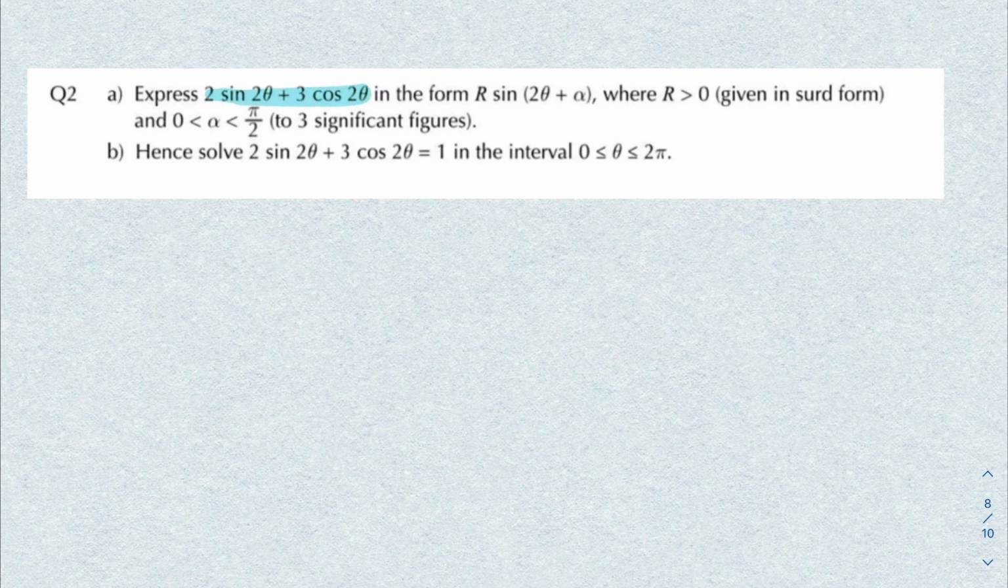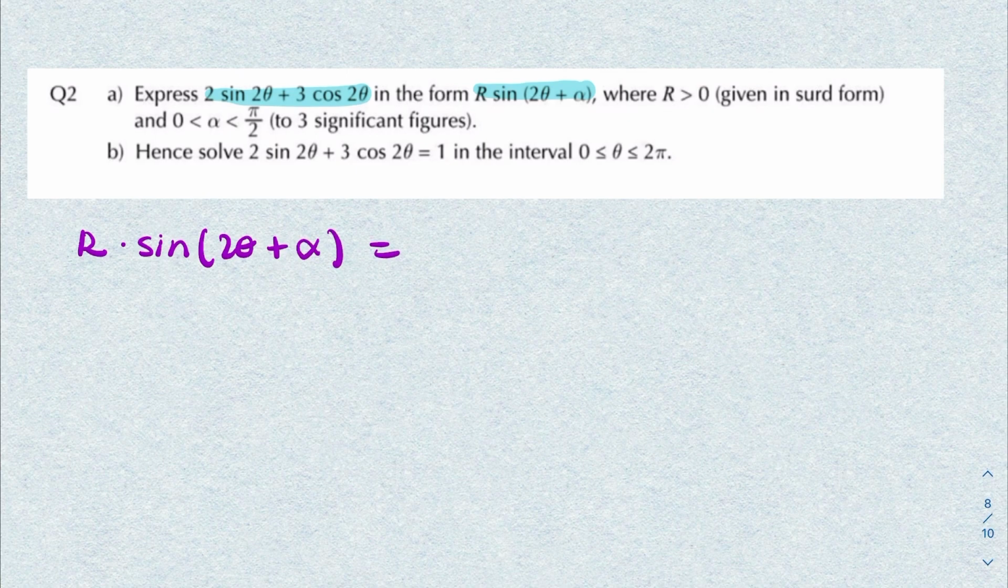Here we're given an expression with a sine and a cosine, and we're asked to rewrite it using a single sine of the sum of two angles. So let's start by writing the formula for the sum of two angles.